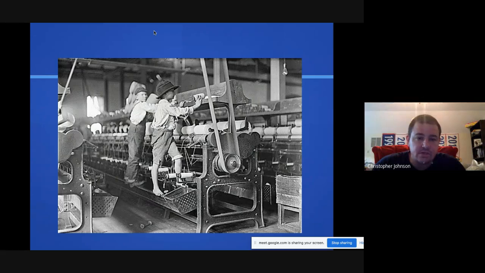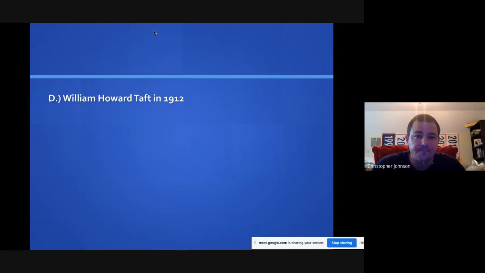Child labor was huge at this time as well. You see an image like this, and it breaks your heart to see children with short lifespans. They're going to lose a lot of toes and fingers in these machines that they are working.